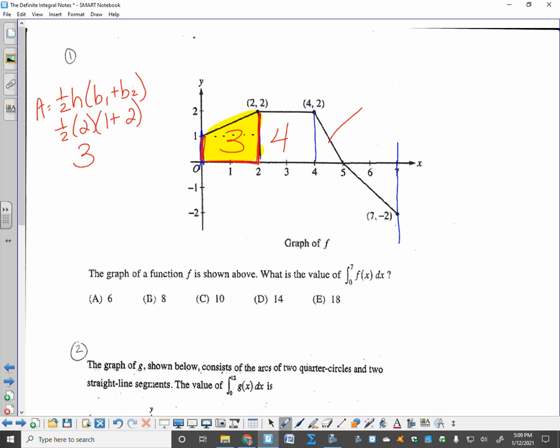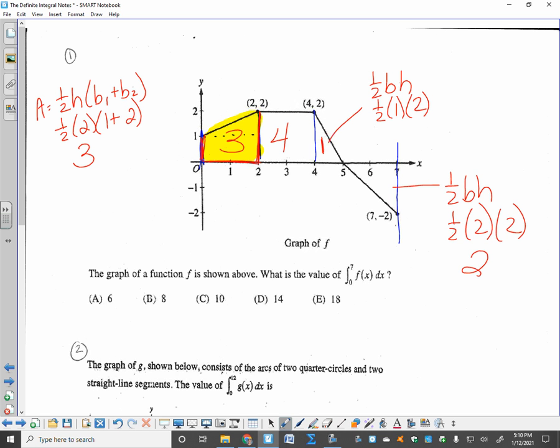And this is a triangle, and a triangle is 1/2 base times height. So 1/2, 1 times 2, so 1. Then this guy's also a triangle, 1/2 base times height. So 1/2 base is 2, height is 2, so 2, but he dips below the x-axis, so he's a -2.